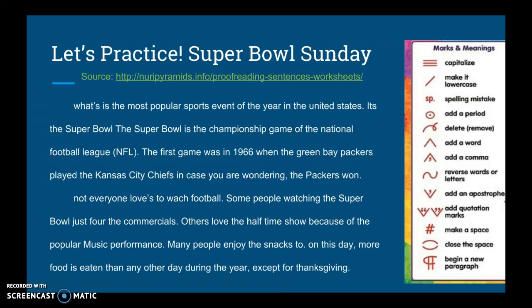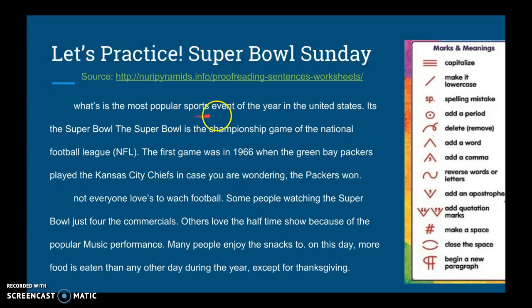I put them off to the side of the screen still so that you can use them as we go through this example paper. We're going to read and proofread this paper together, and then you'll be ready to proofread a friend's essay on your own. First, let's read the paper together.